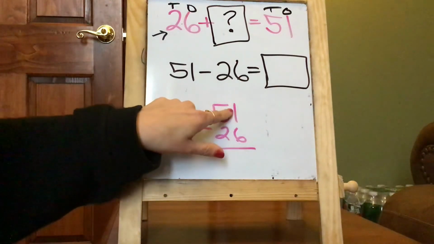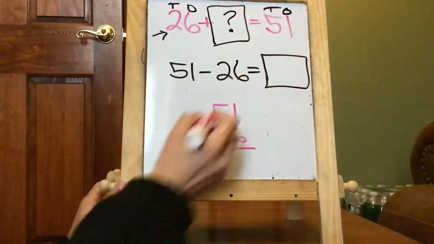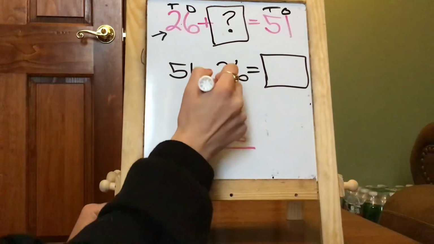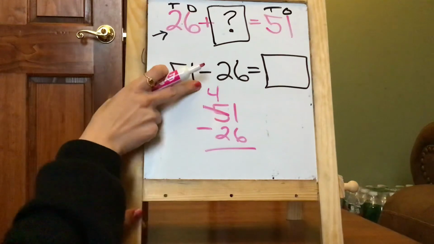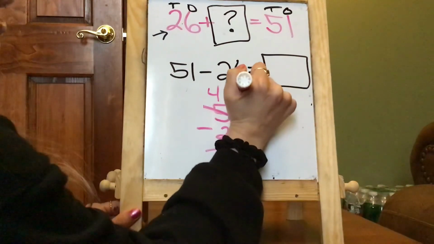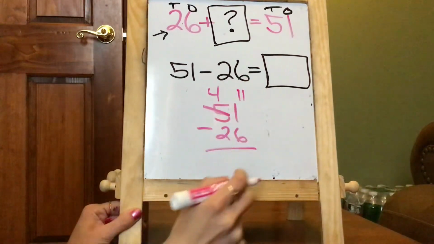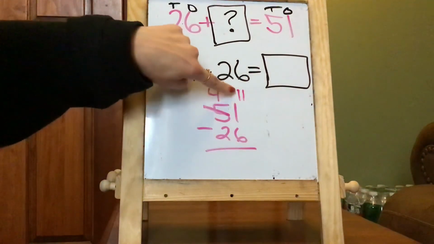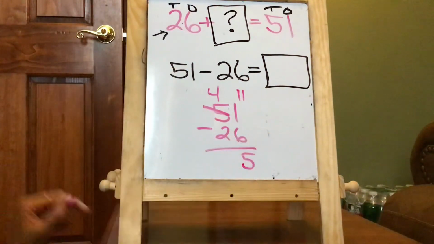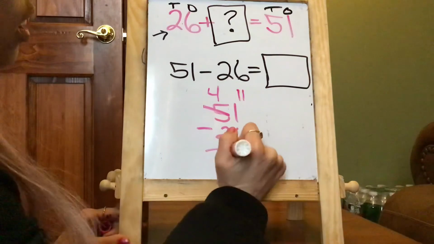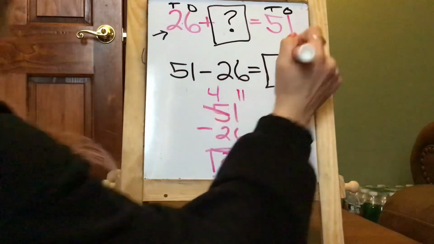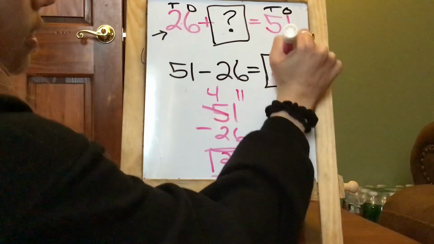If we look in the ones place, you can't take 6 away from 1, so we have to regroup. We're going to make this 5 tens into 4 tens, and we're just going to borrow a ten and put it over in the ones place. So now we have 10 plus 1 is 11. Now we can subtract in our ones. 11 minus 6 is 5, and 4 minus 2 is 2, so 25. Our missing addend for this problem would be 25.